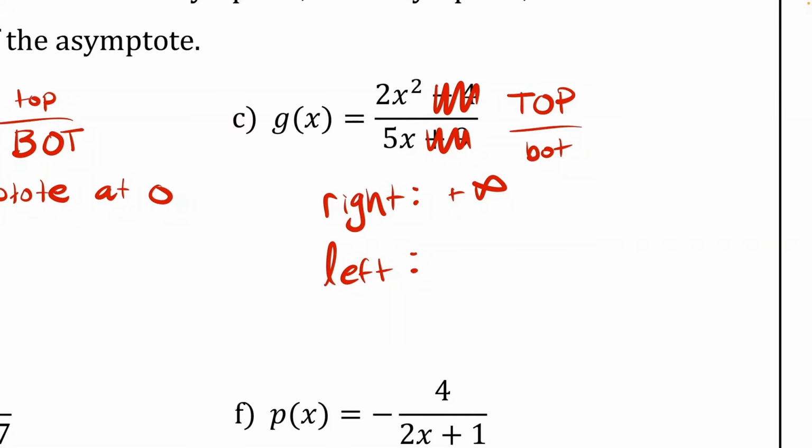What happens when I go out to a really big negative number? Again, you can kind of subtract these powers. 2 and 1 makes this 1, which is an odd number. Odd numbers match or mismatch? Mismatch, therefore negative infinity. Good.